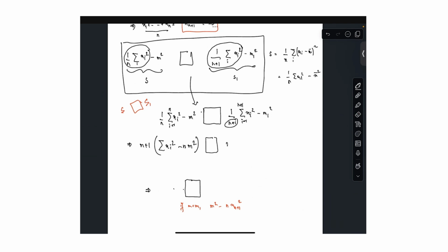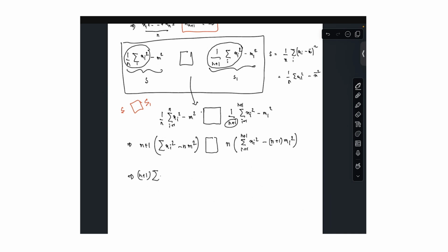And here it is n times, again, the summation of this plus x(n+1) whole square, minus n plus 1 times m1 square. So this is what I have missed before, times n. Okay. This will be the summation of xi square, i from 1 to n, minus n times n plus 1 times m square. And here, again, I will do it in a similar manner. So I will keep it as n times the summation of xi square, plus n times x(n+1) square, minus again n times n plus 1 times m1 square. Now it makes more sense.